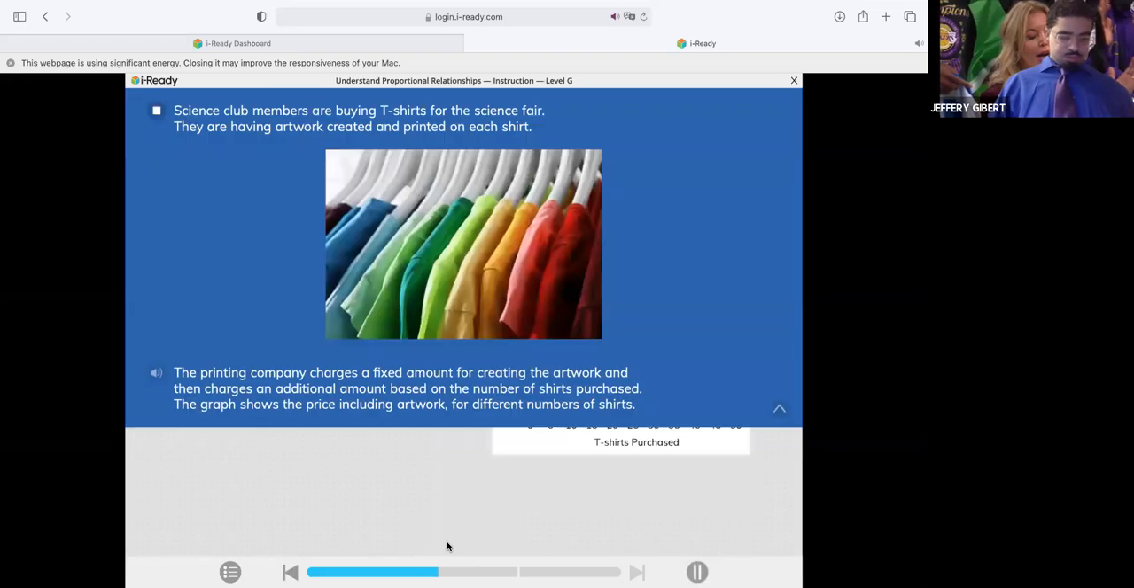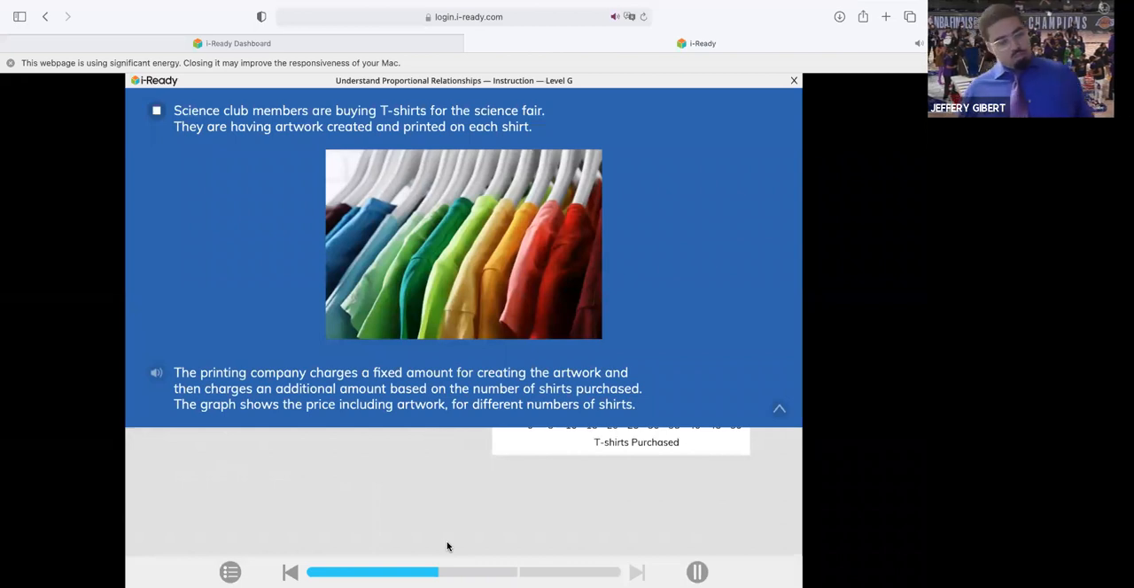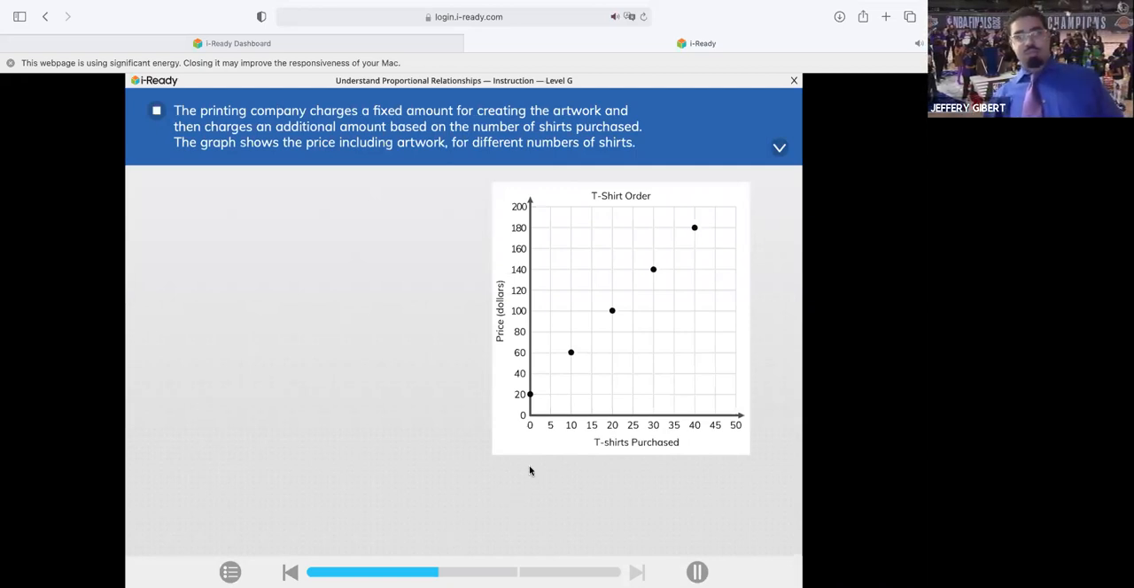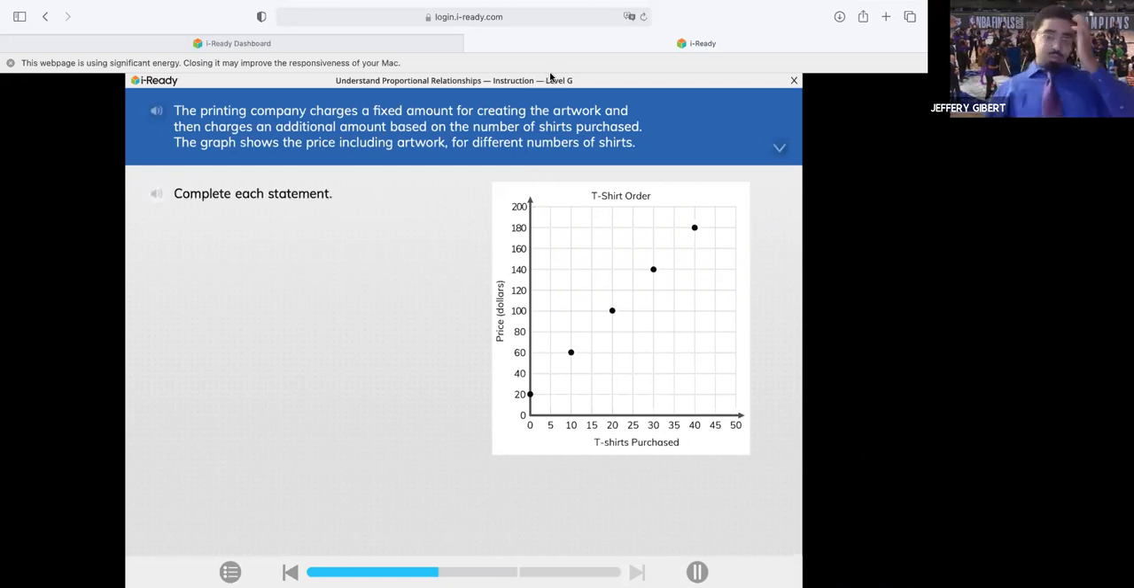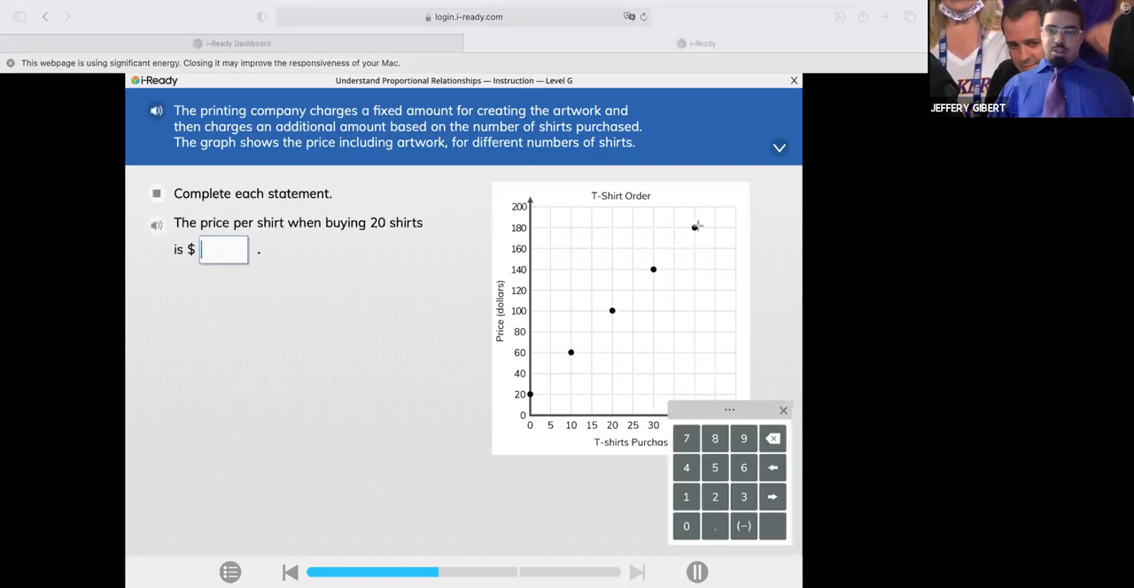Science Club members are buying t-shirts for the science fair. They are having artwork created and printed on each shirt. The printing company charges a fixed amount for creating the artwork and then charges an additional amount based on the number of shirts purchased. The graph shows the price, including artwork, for different numbers of shirts. Let's see if the relationship between the cost and number of t-shirts purchased is proportional. Start with 20 shirts. Complete each statement.